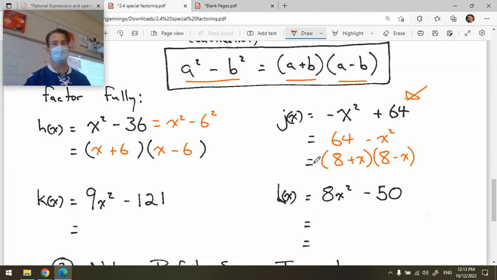Do the way you like. I'm not a big fan of 8 plus x times 8 minus x. I would naturally want to divide the negative 1 out so that I get the x's positive in the brackets. But this is still useful for telling me the roots of this equation.